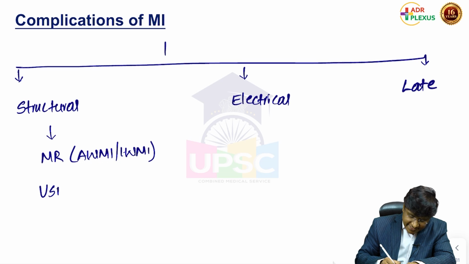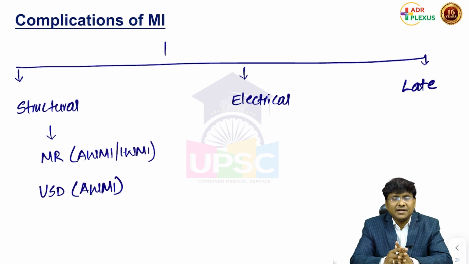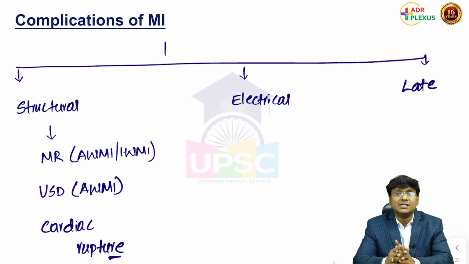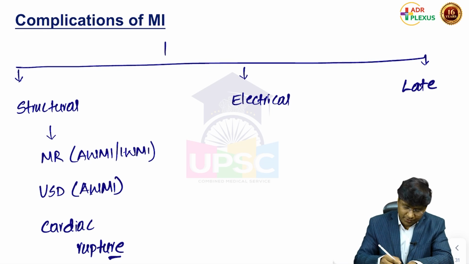Then VSD. VSD is very common in anterior wall MI, because the interventricular septum, that is the anterior two-thirds, is supplied by the left anterior descending artery. In anterior wall MI also, the left anterior descending artery is blocked, right? So once it is blocked, the blood supply to the anterior two-thirds of the interventricular septum will be lost, and that infarcted septum can rupture, resulting in ventricular septal defect. Another important structural complication will be complete cardiac rupture, where the individual will have cardiovascular collapse as well as death. So these are all the structural complications, and that too acute, right?